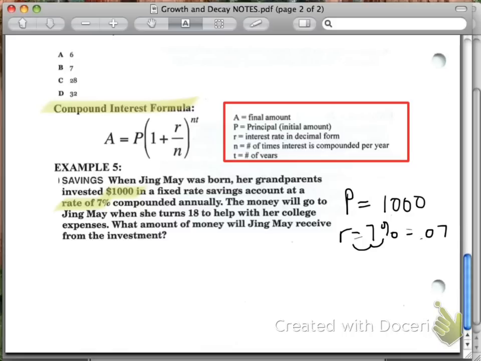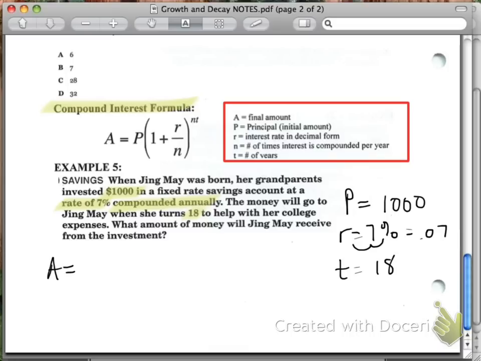It's compounded annually. So the number of times it's compounded, well, it's compounded once per year, so n is 1 time. And then it says the money will go to Jingmei when she turns 18 to help her with her college expenses. What amount of money will she receive from the investment? So 18 is important because that's going to give us our time frame. So t, from when she was born until she was 18, is going to equal 18 years. So now we have our information. Let's go ahead and find out how much money she's going to get after she turns 18.